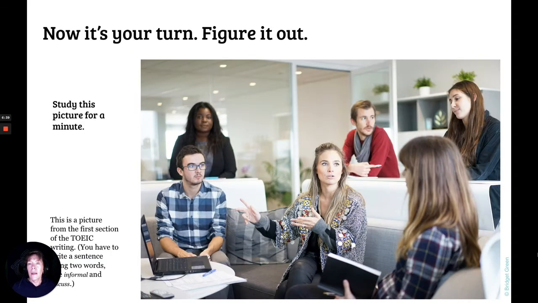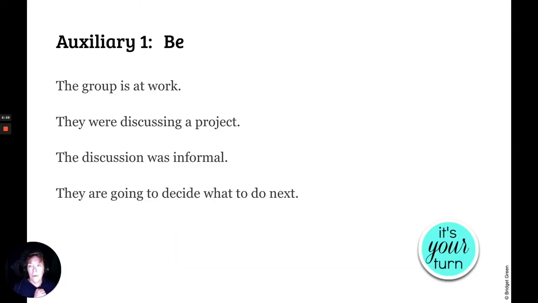Right. Now it's your turn. Let's figure it out. Look at this picture. This is one of the pictures from the TOEIC writing section where you have to look at a picture. You're given 2 words and you have to write a sentence. Here's an example of a sentence you might write using informal or discuss. The group is at work. They were discussing a project. The discussion was informal. They're going to decide what to do next.